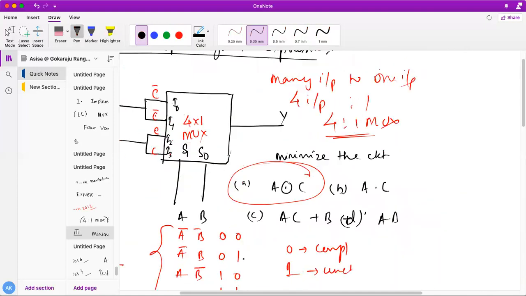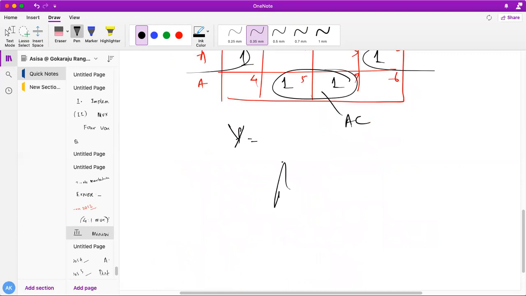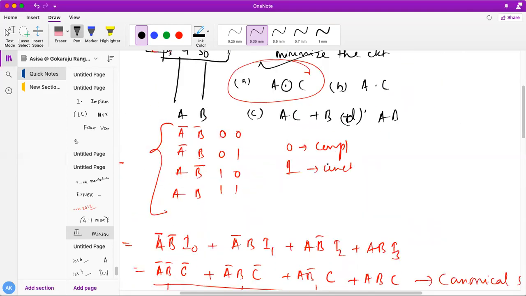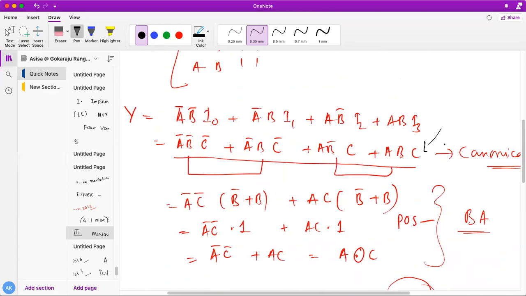So now you can find out my output, which is Y here. Is it Y or not? Yes, Y. Y is A bar C bar or A C, which is nothing else but A XNOR C. So it's given in the choices. Yes, it's given in the choices. So these are the two methods you can use. The first main concept is to find this equation.